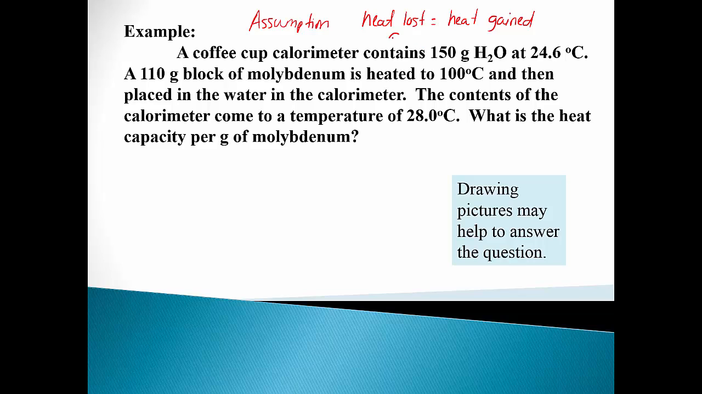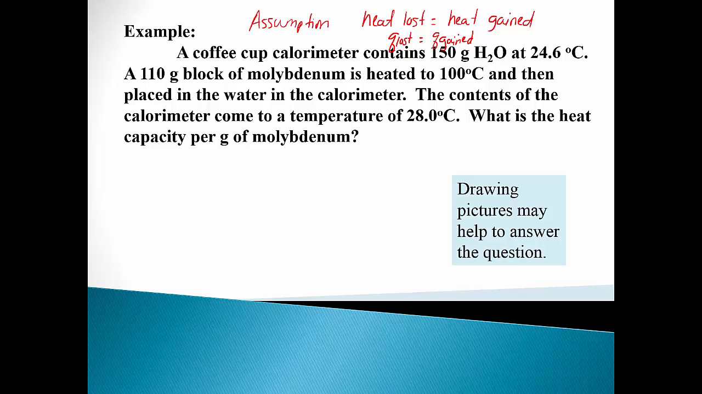So heat lost is going to be equal to the heat gained. So if I take this block of molybdenum and I heat it up, and then I'm going to put it in the water. So the temperature of the water initially was 24.6 degrees.